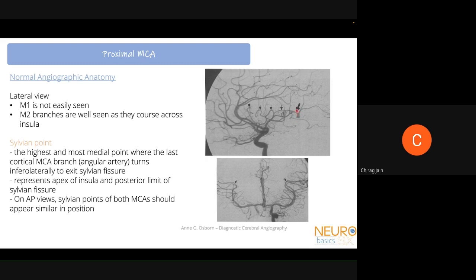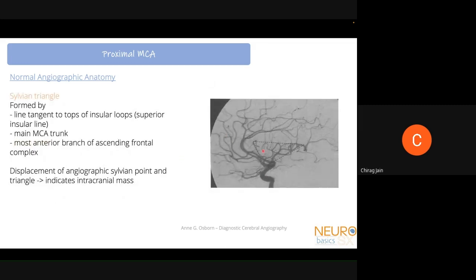This is what is marking two structures, both the apex of the insula and the posterior limit of the Sylvian fissure. So on an AP view, these Sylvian points should actually correspond. They should be equally located next to each other. If they are separated widely, it might mean there's actually a mass effect on one side.